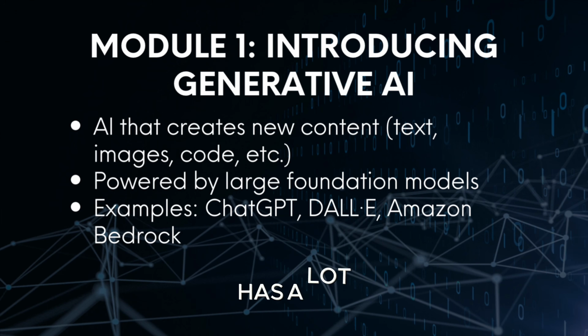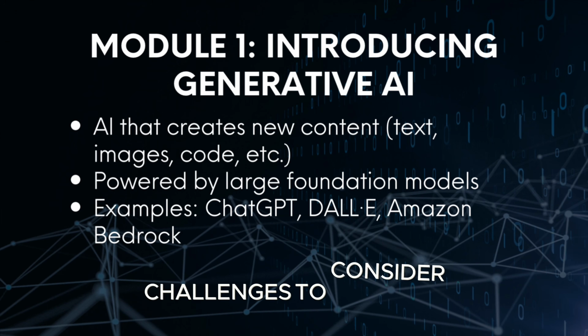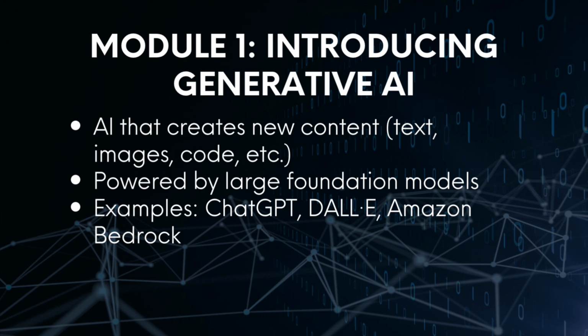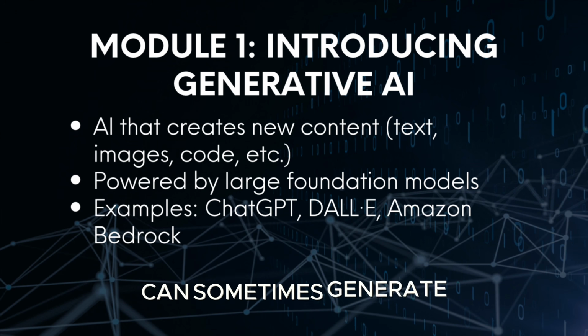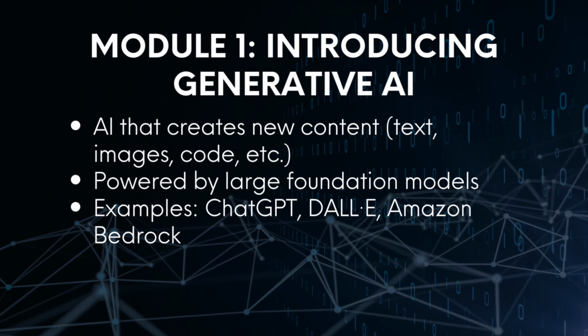So Gen AI has a lot of potential, but there are challenges to consider. So first is hallucinations. AI models can sometimes generate false or misleading information. And so to mitigate this, we need to implement fact-checking mechanisms and maintain human oversight.